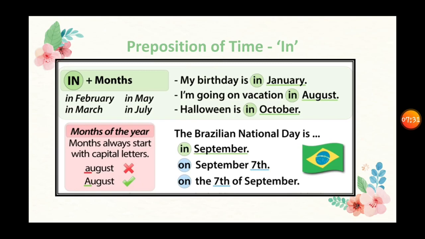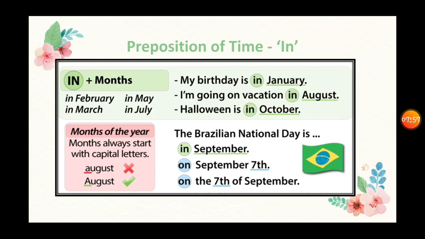Then you can see here I used "on" in the blue color. Why? Because I want to show you the difference between where to use "on" and where to use "in". You may get puzzled about that. That's fine. First of all, let's go for the correct example. The Brazilian National Day is in September. In September, here is the month name. Before it, I use "in".